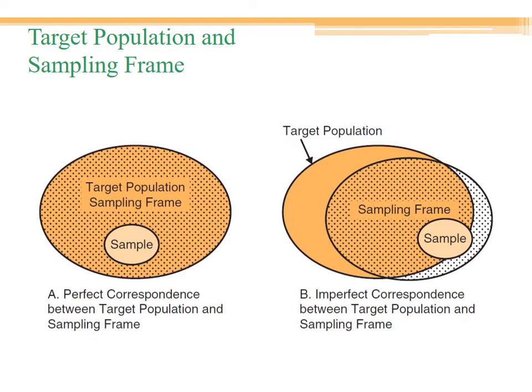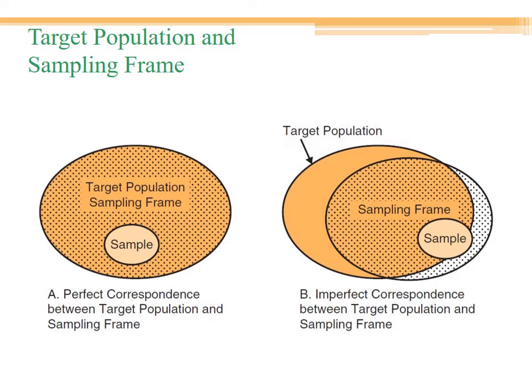So it's very important to ensure that your sampling frame corresponds with your population. In these figures, the one to the left, we see that the sampling frame, or the list of members, has a perfect correspondence with the target population. Thus, our sample will be representative of the population. In the figure to the right, we see that there is an imperfect correspondence between the target population and the sampling frame. So our sample would not be representative of our population.